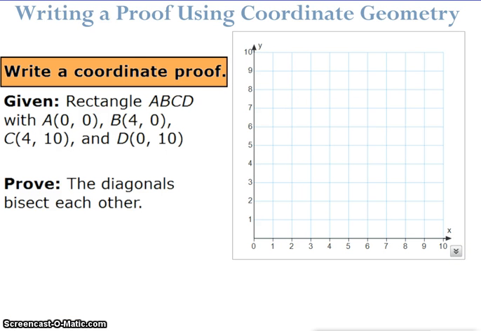Alright, so let's actually get into the proving part. We have a rectangle ABCD with the following ordered pairs: 0, 0; 4, 0; 4, 10; and 0, 10. So the first thing to do is plot the points. So let's plot the points 0, 0; 4, 0; 4, 10; and 0, 10. And let's connect those dots.